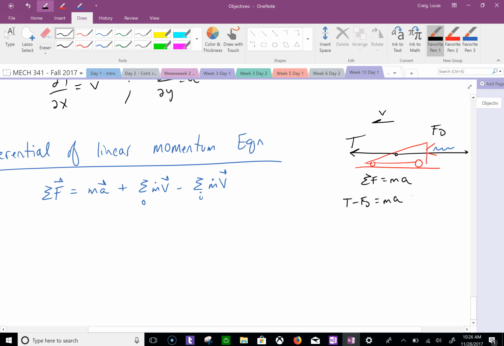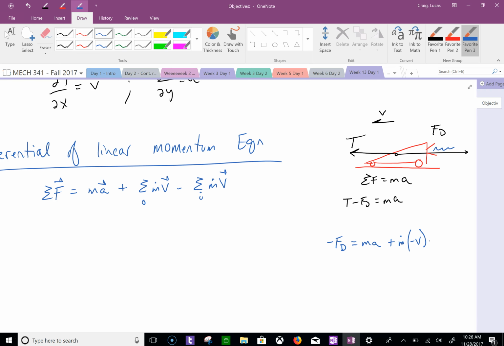All right, so now we're going to do it this method. So we have minus FD equals ma, and then there's only one out, right? So plus m dot times what? What's the direction of the fluid? Negative. So when you bring it over, you get positive T.